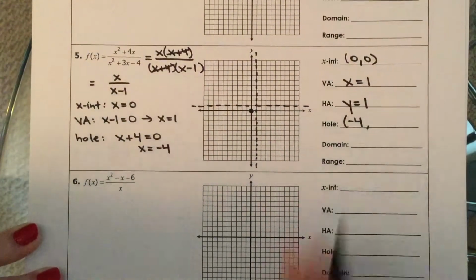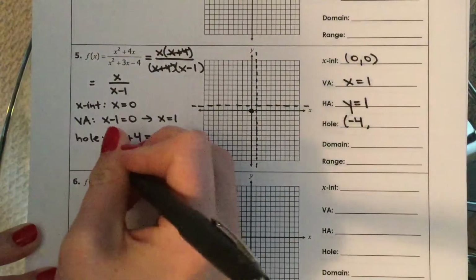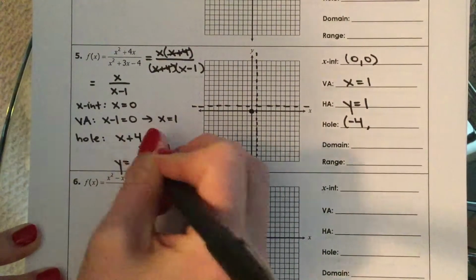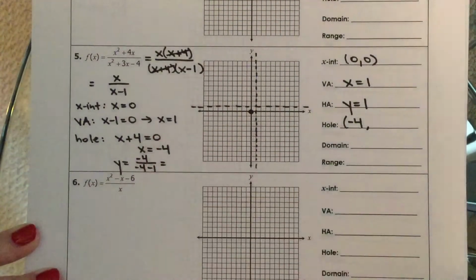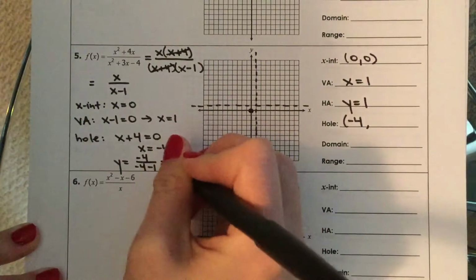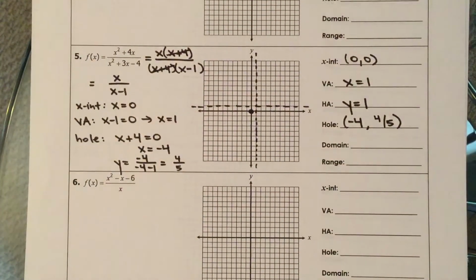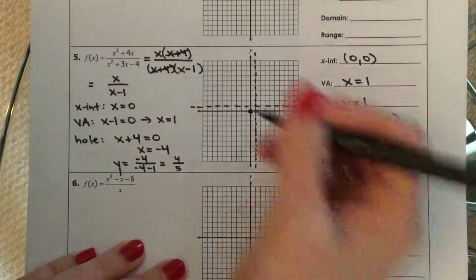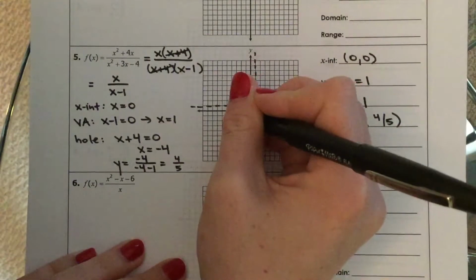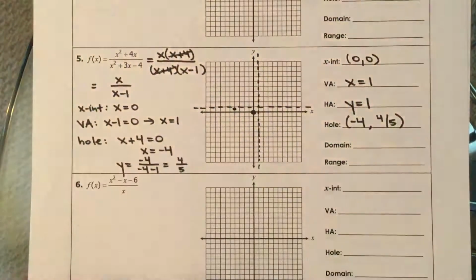All right, and then for the y coordinate, you take that x coordinate and you sub it into the reduced version. So we have y equals negative 4 over negative 4 minus 1. So that would be negative 4 over negative 5 or positive 4 over 5. So that turns into your y coordinate, which you can then plot. So we have a negative 4, 1, 2, 3, 4, and then up at 4/5, so basically coming right up to that line right there. Okay, so that would be your point that you plot.